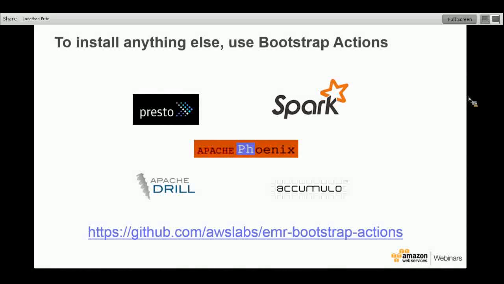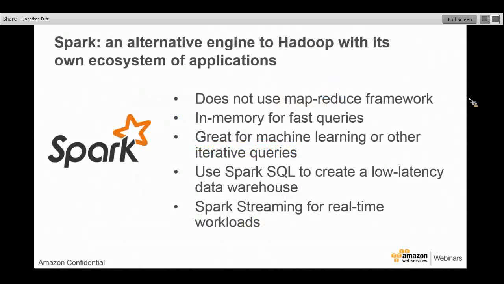We have a variety of Bootstrap actions on our GitHub that you can play around with. Presto and Phoenix are there. We also have a Bootstrap action for Spark, which we've seen very popular. Right now, I think it's installing Spark 1.3.1. And we see a lot of interest around Spark. I personally am a big fan of the tool.